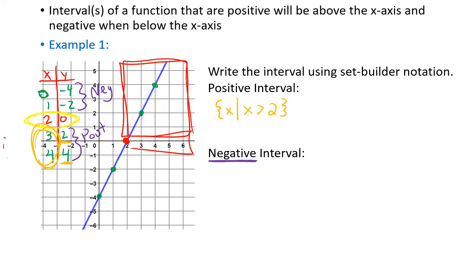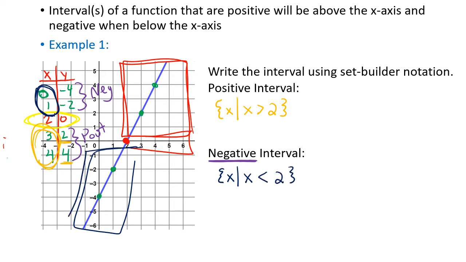We'll do the same thing with the negative interval. So the y values in the table where they're negative are up here, -4, -2. But if we look at it in terms of the x's, any x value that is less than 2 is part of our negative interval because that makes the y's negative. That's the bottom section of the graph. So we can write our set builder notation to describe our negative interval as x such that x is less than 2, talking about this section of the graph, which is happening before 2 on our x-axis.